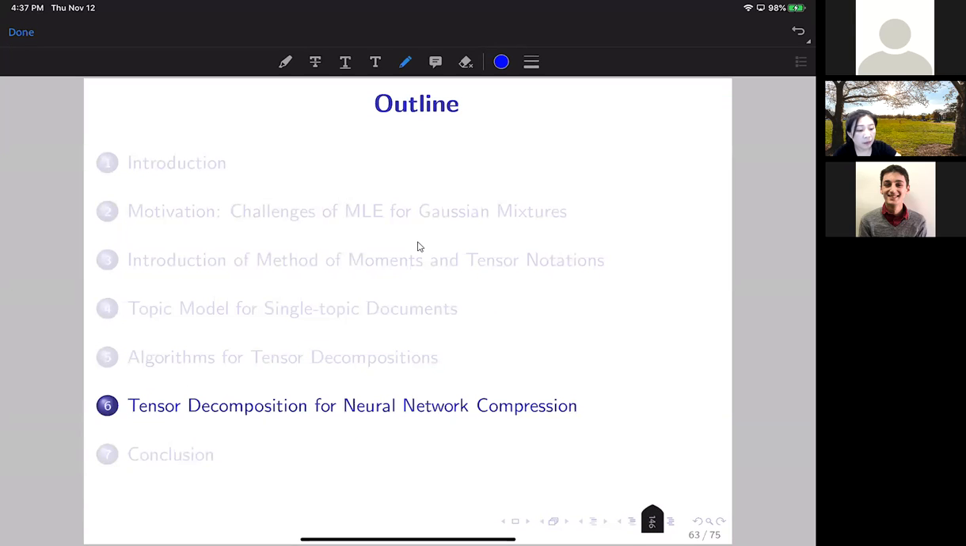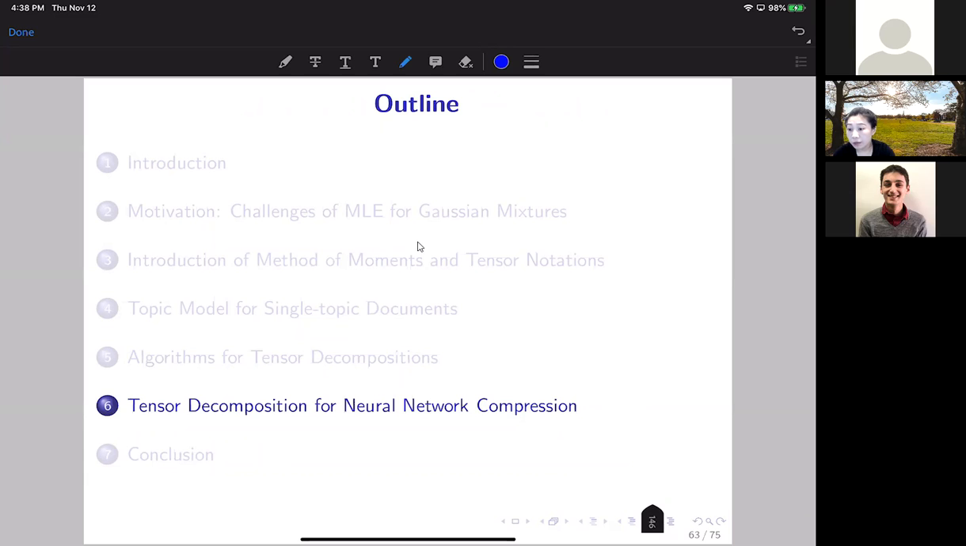Finally, I don't think I have a lot of time to talk about this, but I wanted to give you a very brief idea of how tensors can also be used in neural networks. Before, I talked about tensors used in moment matching or learning latent variable models, right? Those methods have been used to learn two-layer neural networks, and people are working on extending them to learn multi-layer neural networks. But here, I wanted to take a different perspective. I wanted to introduce a way of doing tensor representation in neural networks for compression.